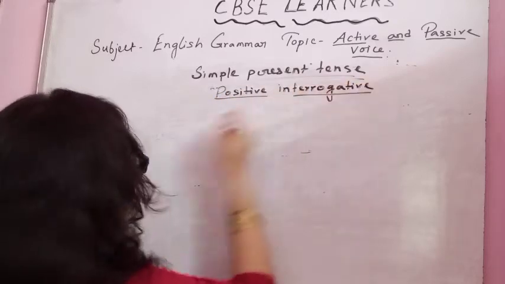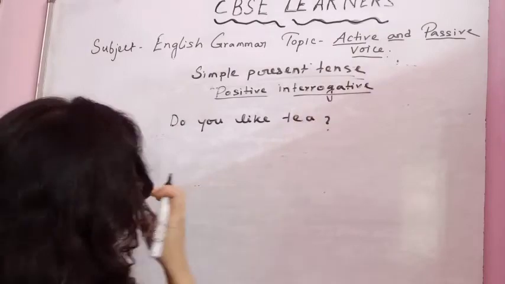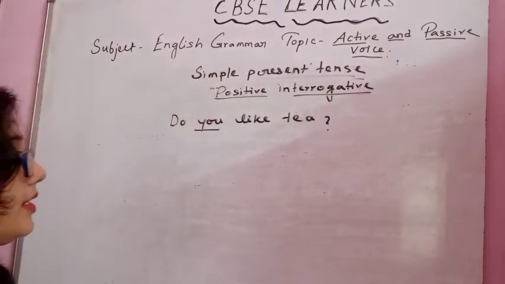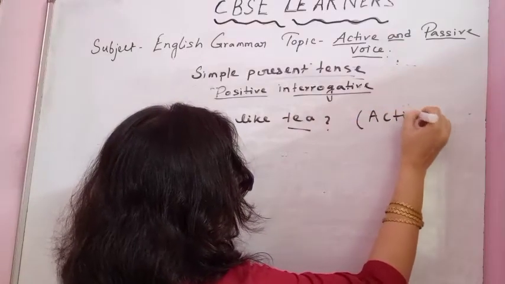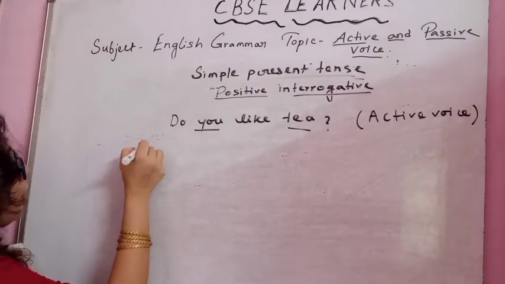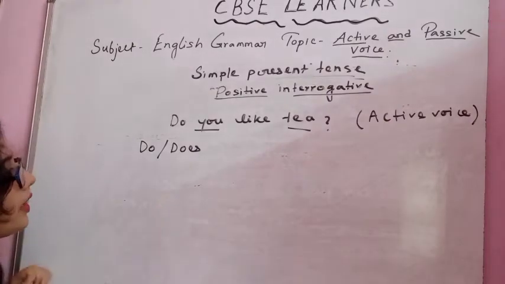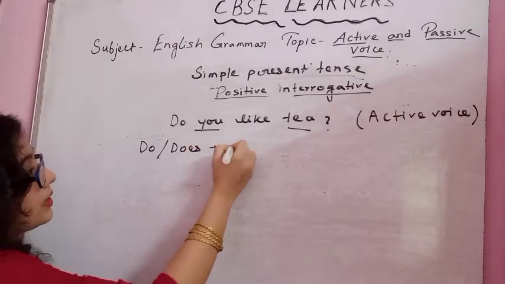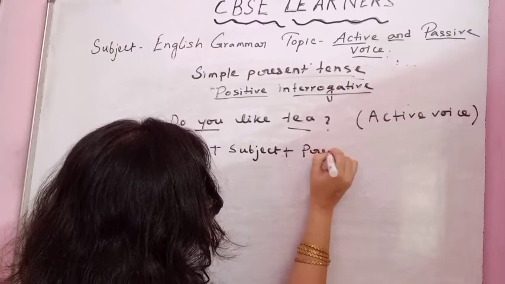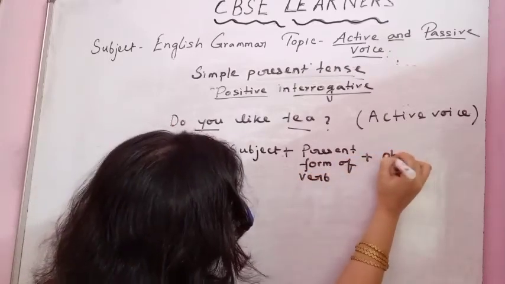Do you like tea? Here the focus is on you. We are asking the question, do you like tea, so we are focusing on you, which is the subject. Like tea is the object. So this is an active voice. Now how can we construct the formula? First we have to use do or does. If it is she, we will use does she like tea. So do or does, plus subject, plus present form of the main verb, plus object.